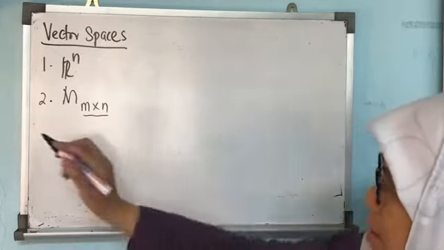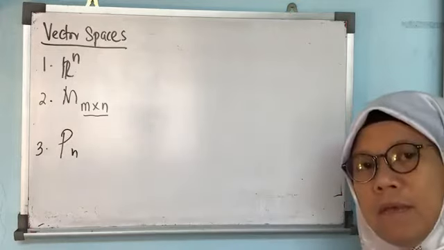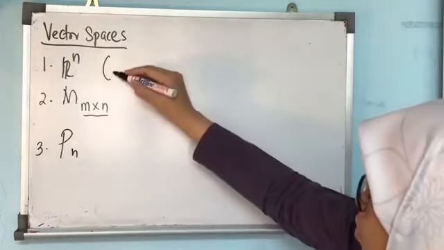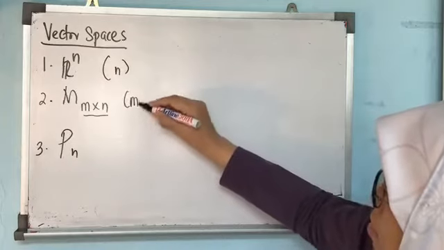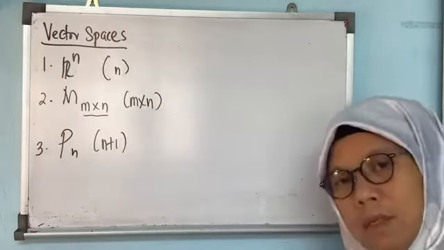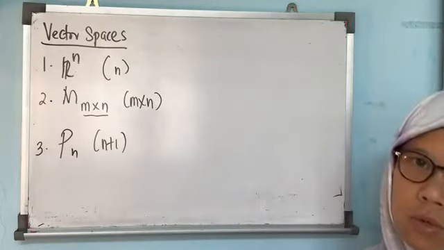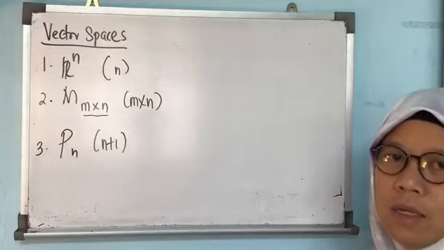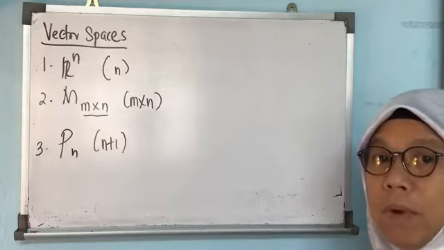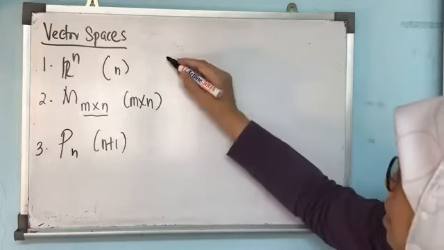Okay, let me give you an example after this. If it is Pn, I will put n here, I will put m by n here, I will put here n plus 1, because for polynomial, you start with x to the 0 until x to the n. So you actually have n plus 1.